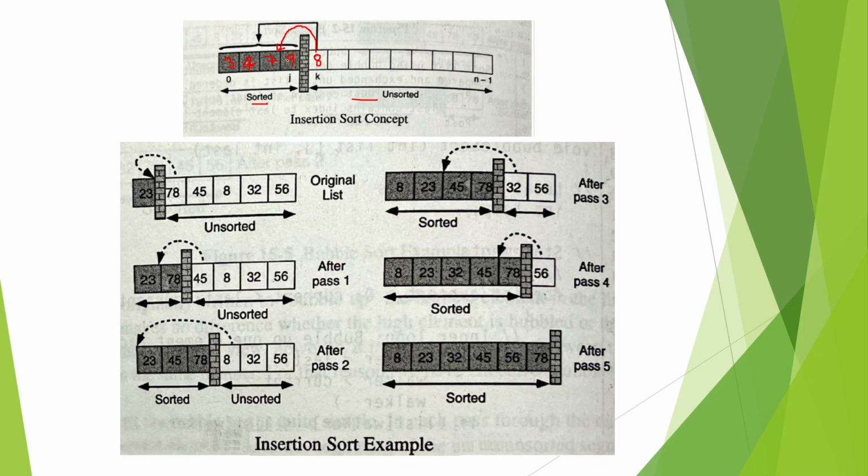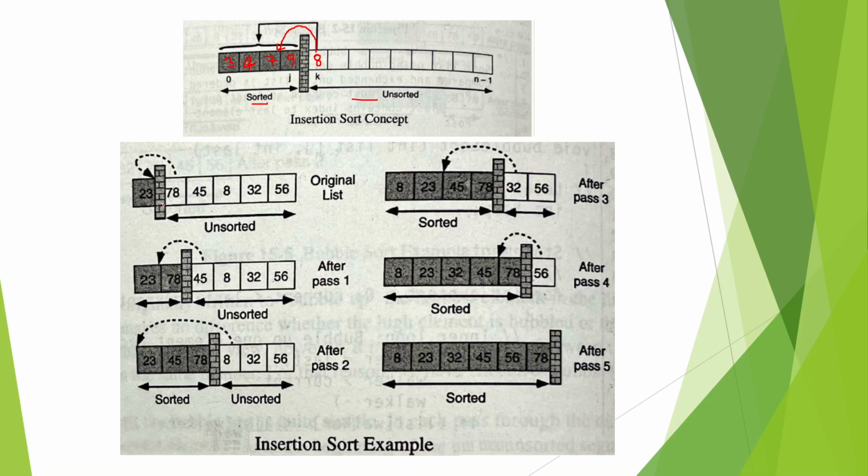Like that we perform the insertion sort. Every time we pick the starting element from the unsorted list and we place that element in its right position. Here you can see that. So initially we have how many items?